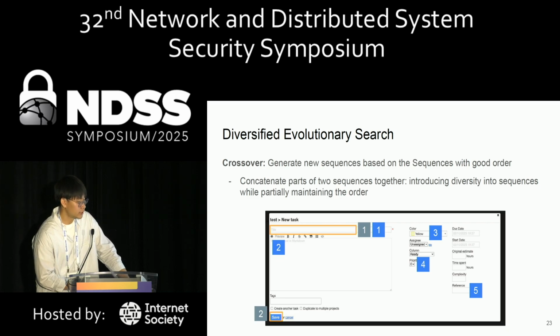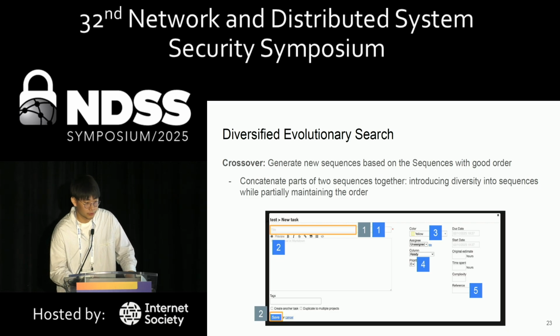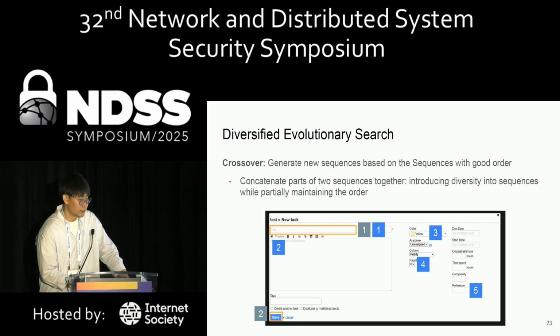Now we need a way to generate potentially new good sequences based on those sequences found to be good. That's why I want to introduce you to the crossover operation. It just concatenates parts of two sequences together. The benefit of this is that it can introduce diversity into sequences while partially maintaining the order.